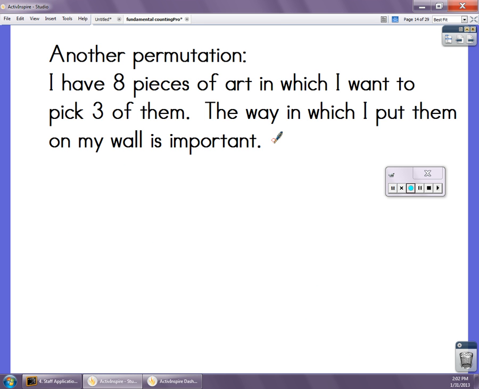Here's another way that we have a permutation. 8 pieces of art. Again, we're ordering something. Whenever you're ordering something and the order is important, we use the fundamental counting principle, but it's a permutation. There's 8 pieces of artwork, but you want to put 3 of them on a wall. The way that you put them up is important because it'll look different. If you have artwork A, B, and then C, that'll look different on the wall than C, B, and then A, because of the way the colors are going to intertwine. Anyone that knows art is going to say that's going to look a little different. So the order is important.